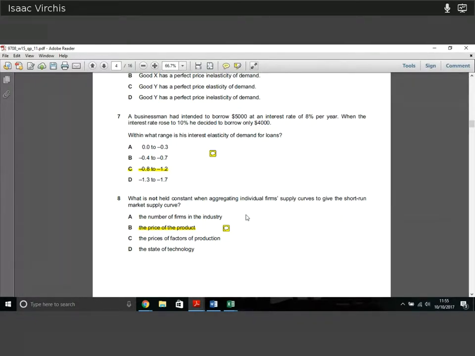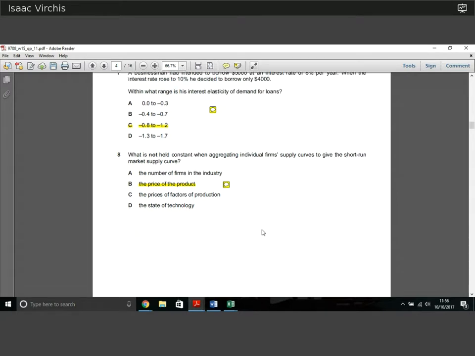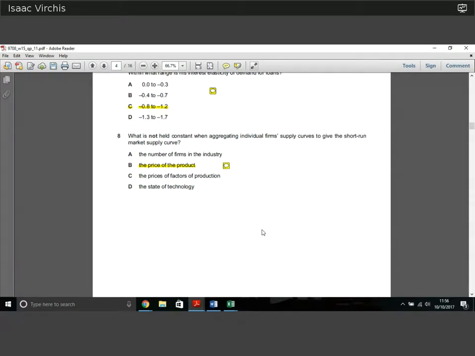And the things that are going to be held constant in terms of the industry: you have to hold constant prices of plants and production, and you have to hold constant prices of technology. You're not going to hold constant the price of the product. That's going to vary between brands, and they're charging different prices in the market. Additionally, when you increase supply overall, the price is going to change to the market price all the individual producers are charging. So you can't really hold that constant. It's worth learning that as well.